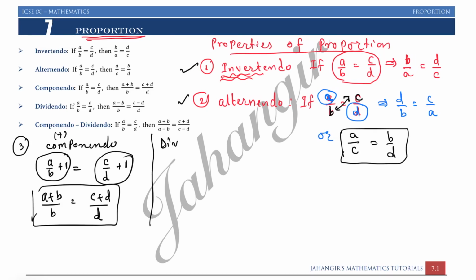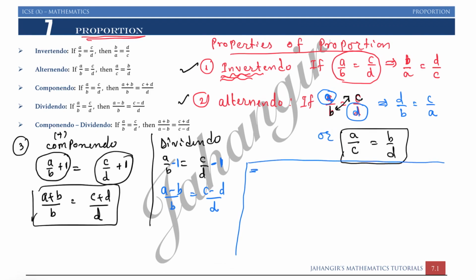Dividendo. Fifth is dividendo. Dividendo means subtracting 1. A by B is equal to C by D. We will subtract 1 on both sides. Minus 1 minus 1. So we can write A minus B upon B is equal to C minus D upon D. Now last is componendo dividendo.